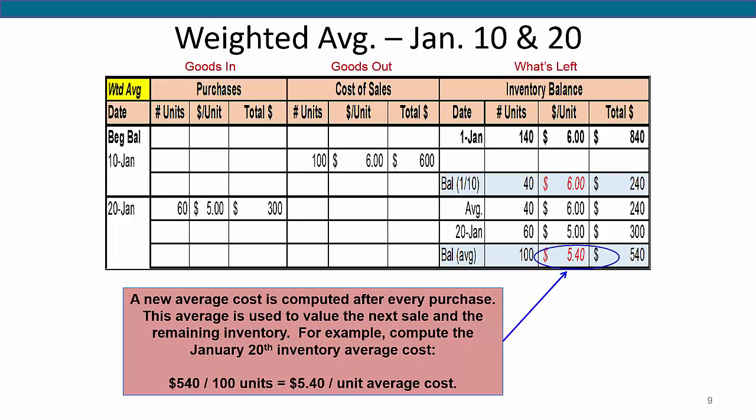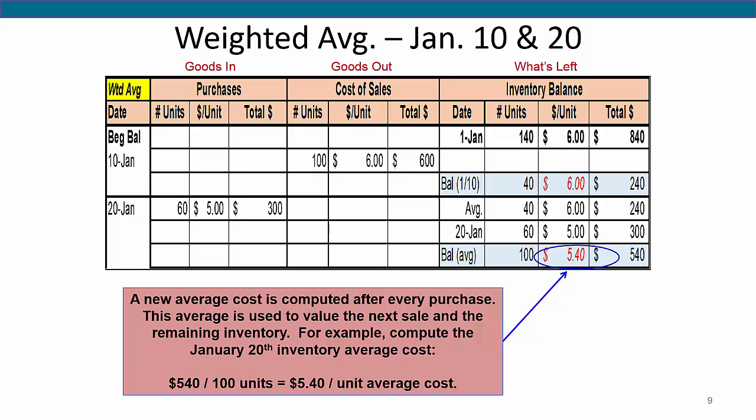Our weighted average example starts the same way as does LIFO and FIFO. So I've started our discussion as of January 20th. After the purchase of 60 units on January 20th, inventory consists of 40 units at $6 apiece and 60 units at $4 each for a total of $540. Same as the FIFO example. But this is where things change.